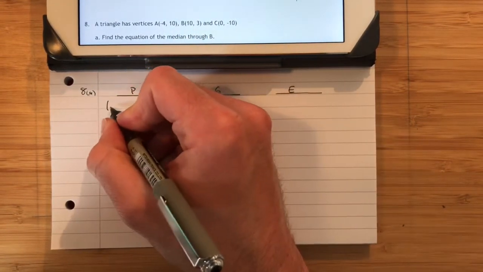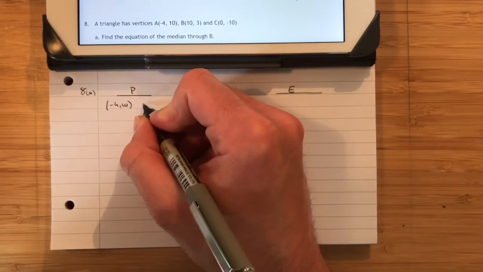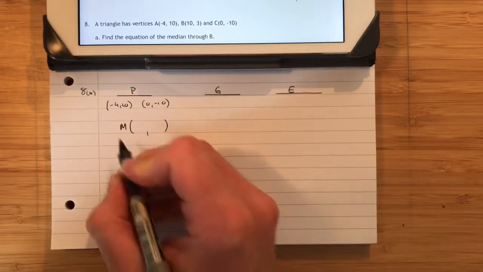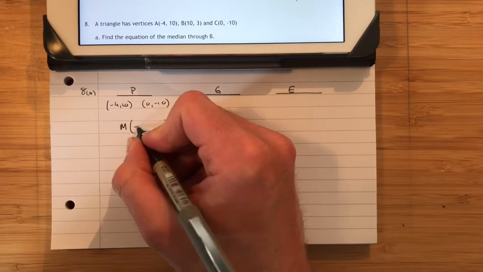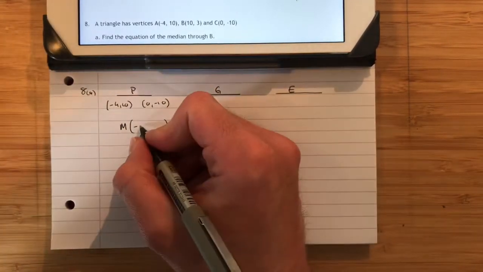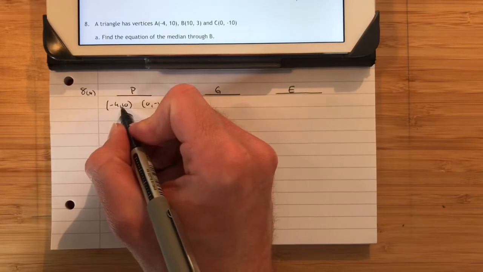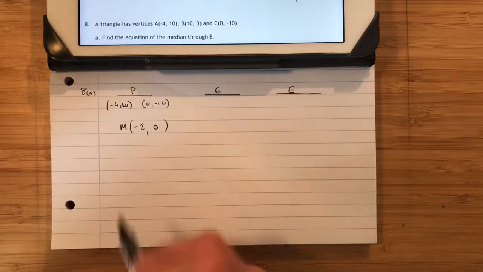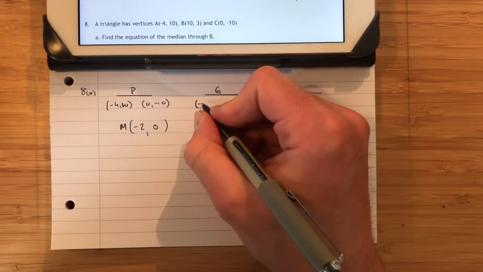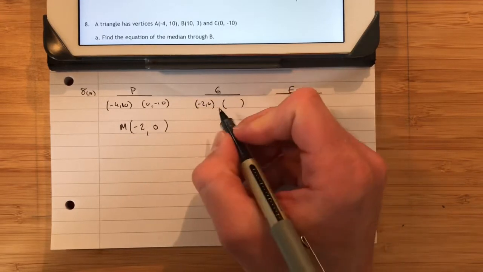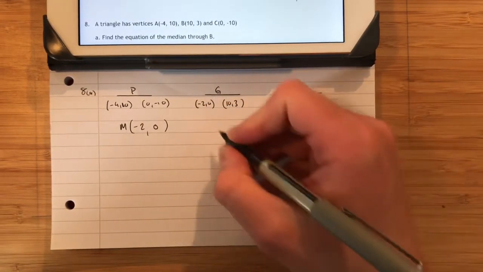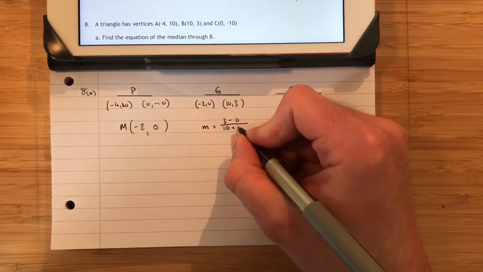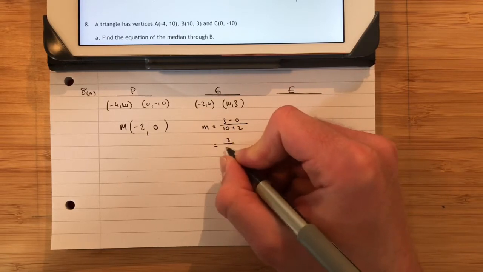So the first thing I'm going to do is find the midpoint between A and C. So my midpoint is -4 add 0, halved. Sorry, no. Yes, it is. It's -2. And 10 add -10 is 0, halved is 0. Okay, so my midpoint is -2, 0. I'm going to take this and use it alongside point B, which is 10, 3. So my gradient is going to be 3 subtract 0 over 10 add 2. So my gradient will be 3 over 12, which is a quarter.